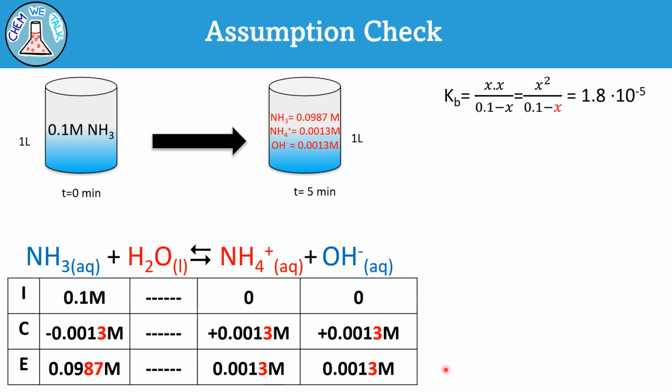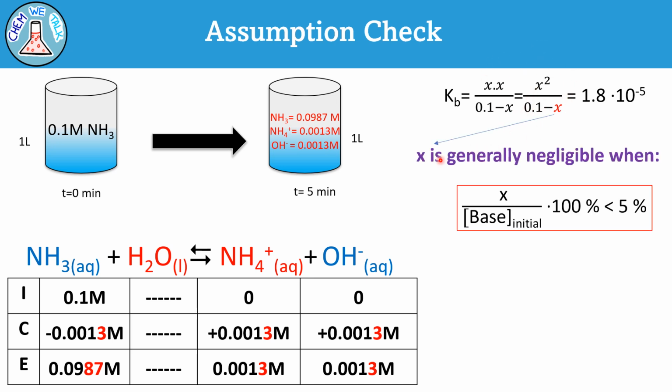All right, so we made an assumption, so we need to check the assumption here that x was negligible. The way we do this is by looking at our final amount of OH minus that was produced and comparing it to our initial concentration of our base. Once we do this division multiplied by 100, if this number is less than 5%, we are generally safe.